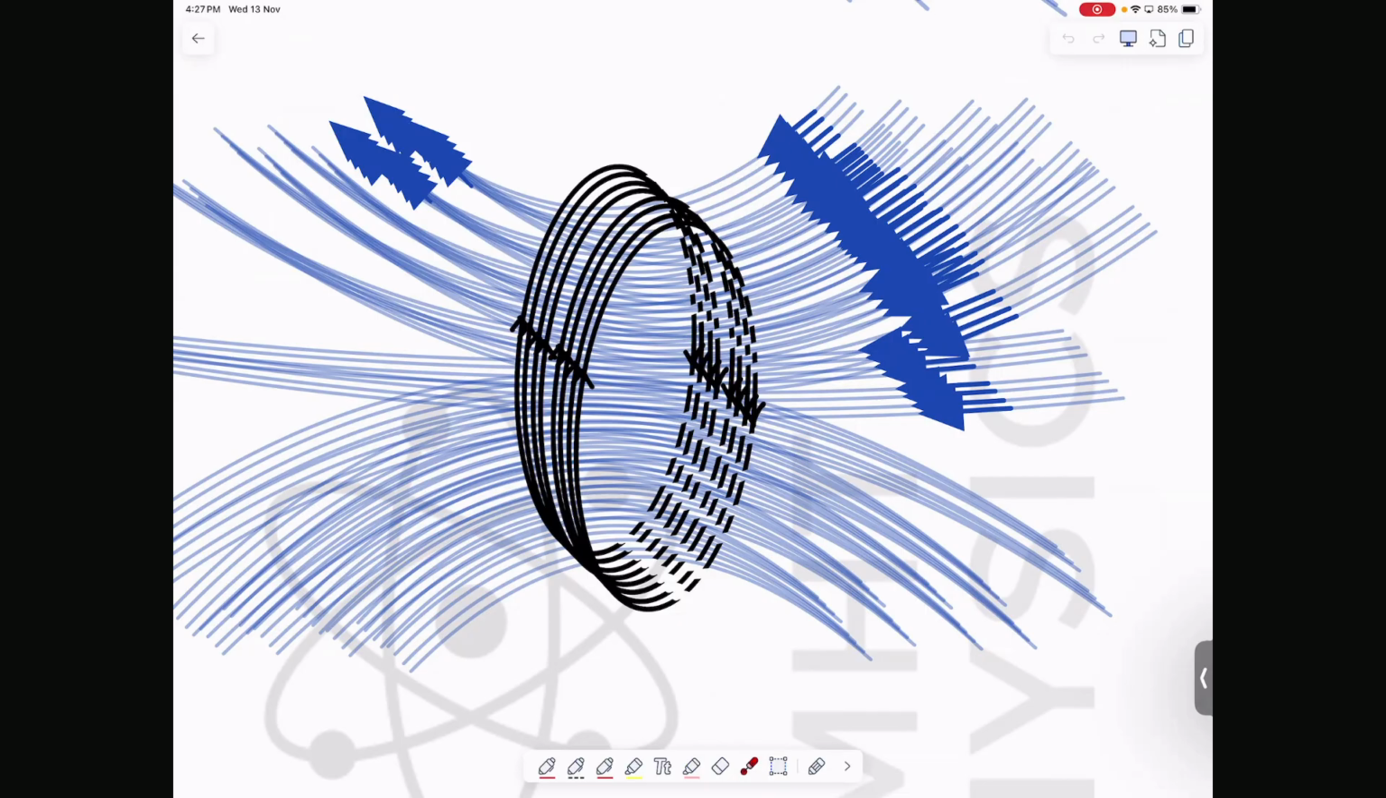So if I want to increase my magnetic field strength 1,000 times, right? What do I do to the number of turns? 1,000 times, right? Now, if I want to increase the strength of my electromagnet, what should I do? There are many ways, but can you tell me the top 3 ways of increasing the strength of an electromagnet?